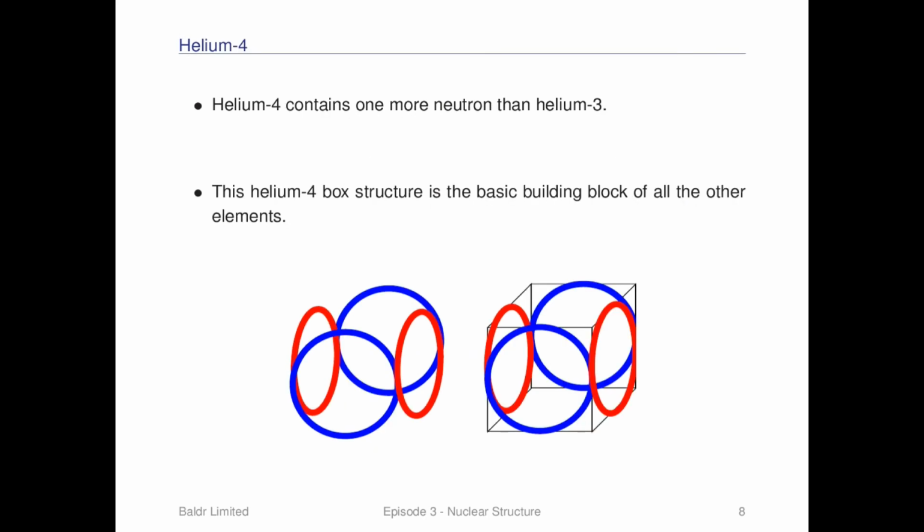The next nuclear structure after helium-3 is helium-4, as this just contains 1 more neutron, and this allows us to complete the box structure as shown. In fact, the 2 diagrams at the bottom both represent helium-4 nuclei. It's just on the right hand diagram we've actually put the box structure around the rings to make it easier for you to see exactly where all the rings are situated.